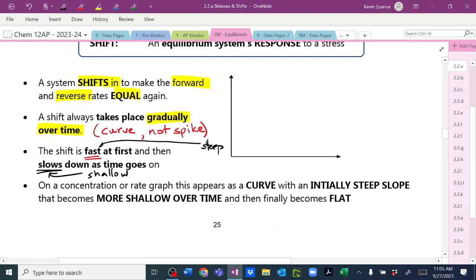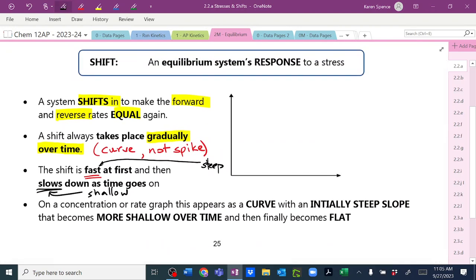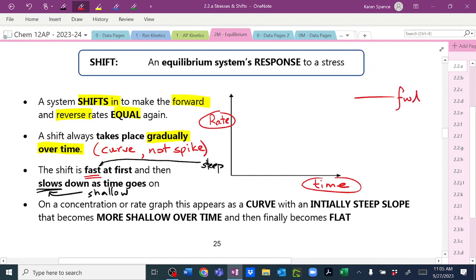So here we would have a rate diagram. So rate is on the y-axis and time is on the x-axis. We have our forward rate, we have our reverse rate. Initially, they are equal.